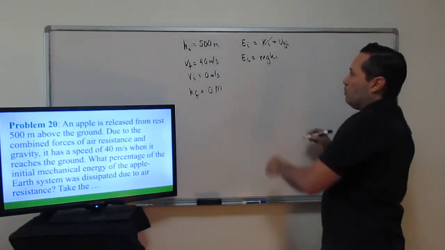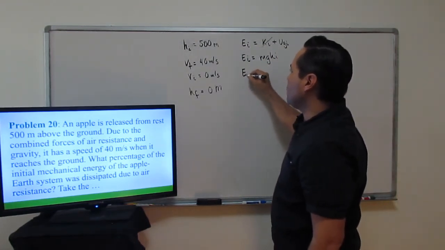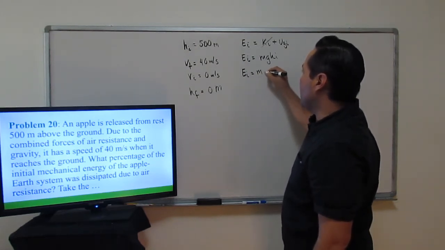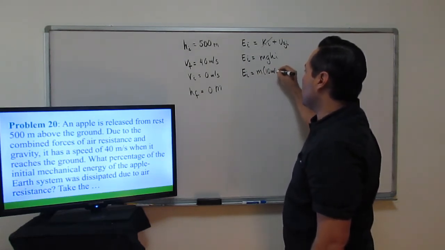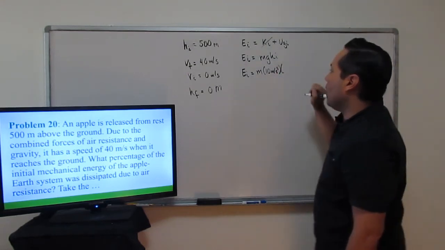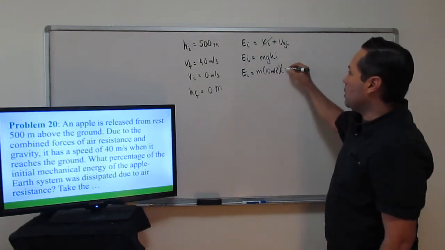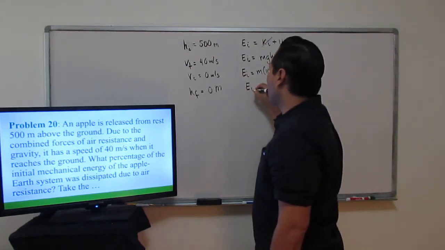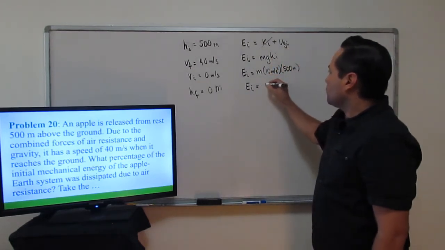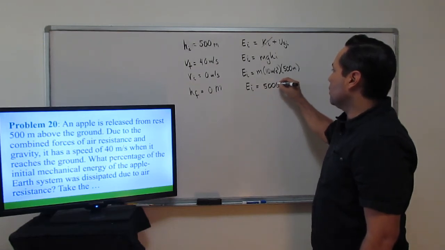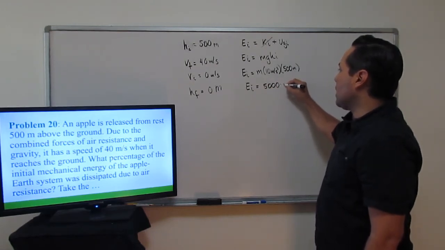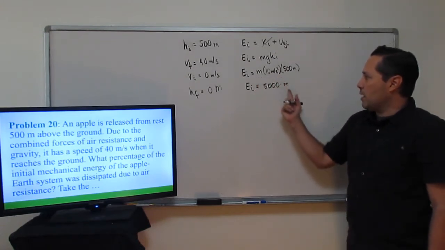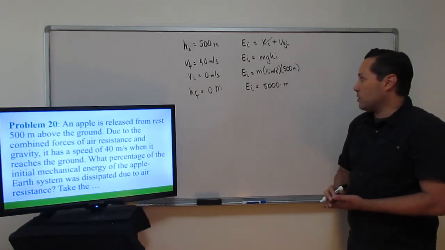Alright, so now let's go ahead and plug in the values. We don't have the mass, but it's okay, we're not going to need it. So it's going to be mass times gravity, which is 10 meters per second squared, multiplied by the height, which is 500 meters. So our initial mechanical energy is going to be 5,000 times m. I'm going to leave out the units just to simplify this a bit, and the m is just the mass, so 5,000 m.